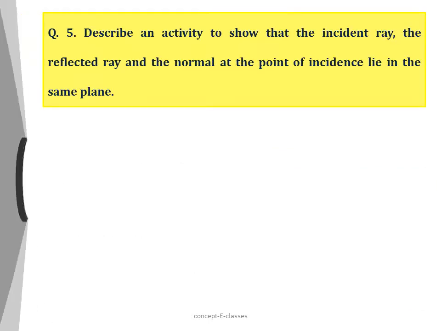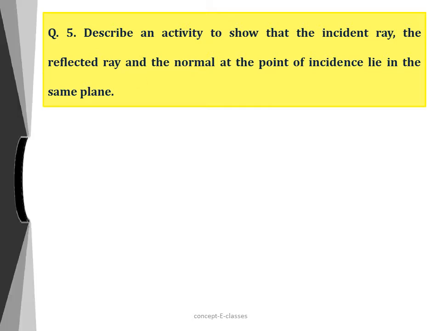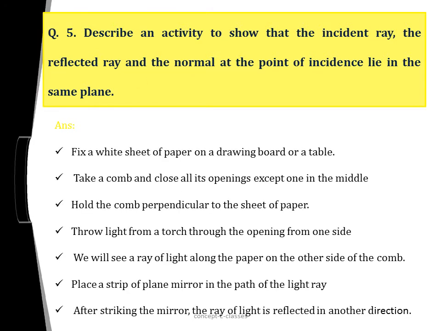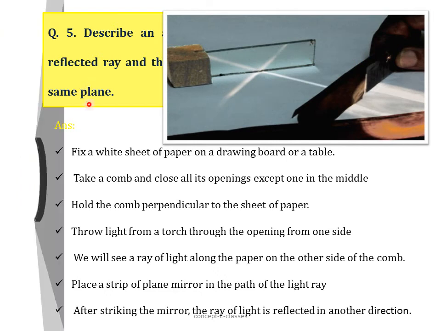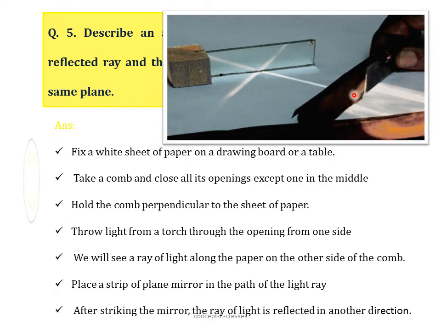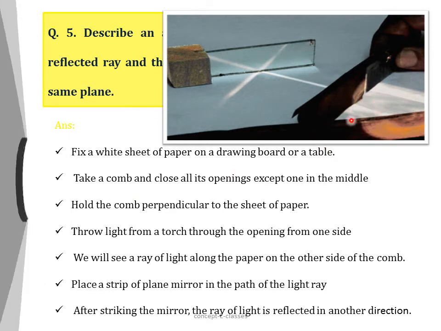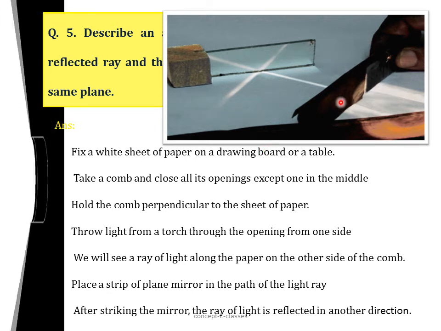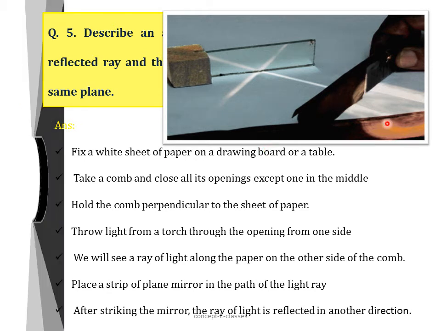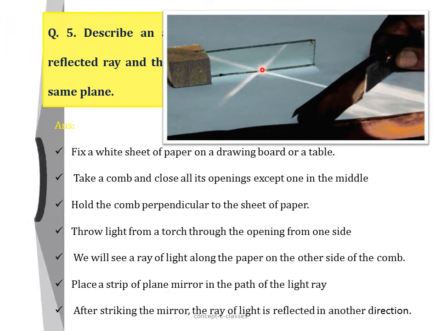Question number 5. Describe an activity to show that the incident ray, the reflected ray and the normal at the point of incidence lie in the same plane. To do the activity, fix a white sheet of paper on a drawing board or a table and take a comb and close all its openings except one in the middle. We can use a black strip of paper for this purpose. Now hold the comb perpendicular to the sheet of paper. Throw light from the torch through this opening from one side. We will see a ray of light along the paper on the other side of the comb.